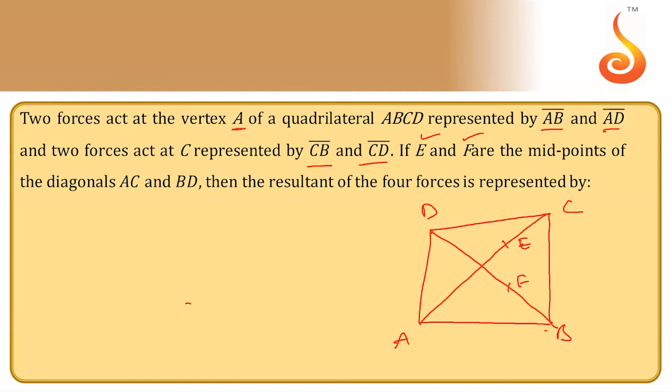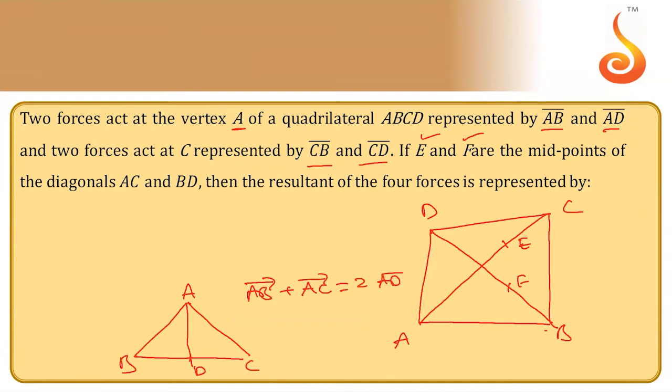So now we have one property. What is that property? ABC is a triangle, D is the midpoint of BC. Then you have the property AB plus AC equals 2 times AD. This is a property, so D is the midpoint. In terms of AB and AC, AB plus AC equals 2 times AD. That's a property which you know. So here we can use that property: AB plus AD equals 2 times AF, from the midpoint case.